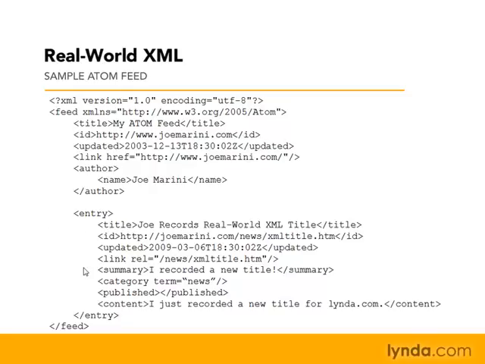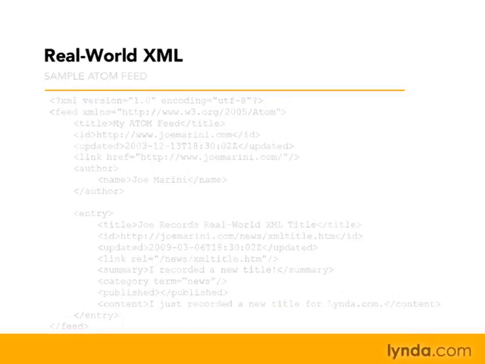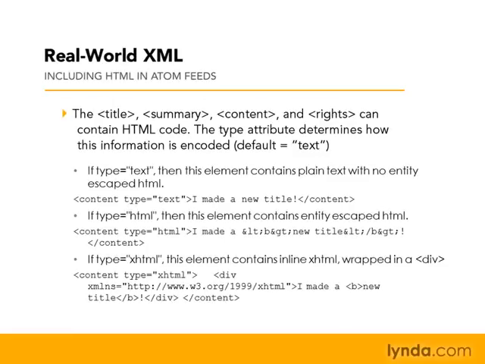Now, like RSS, you can include HTML at various points inside your Atom feeds. And specifically, the tags title, summary, content, and rights can contain HTML code. There's a type attribute that you place on these tags that determines how this information is encoded. Now, the default is text. So if you don't specify it, then that's the default value. And if the type is text, then the element contains just plain text with no HTML in it. You can see there's an example of that right here.